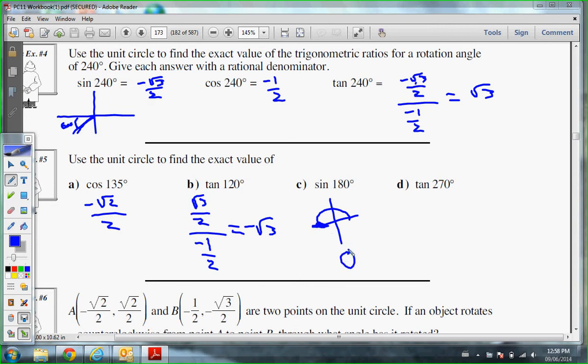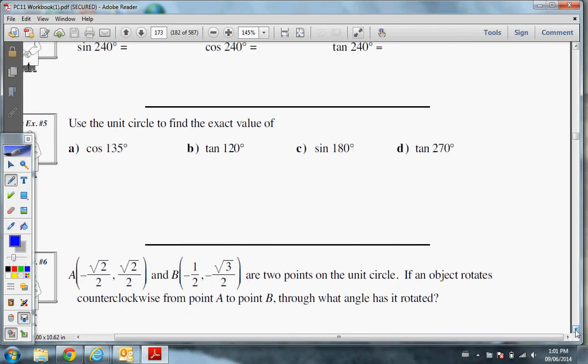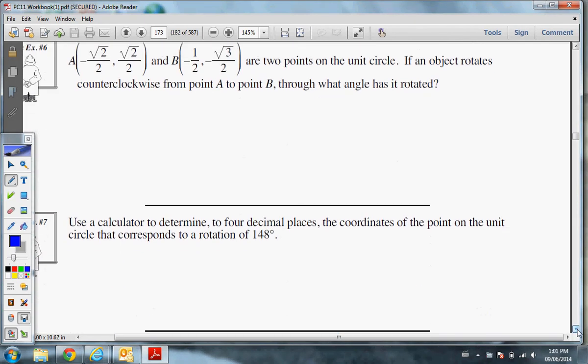And tan 270, what do we know about that one? We already did that one. Not 0. Negative 1 over 0, undefined. Good. For tangent, yep, y over x. All right, I'm going too fast. Slow me down. All right, here we go. 6 and 7.